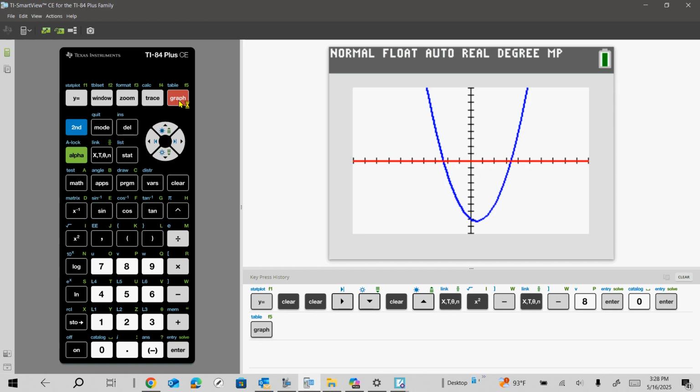So we hit graph. The blue is the parabola, that's y1, the equation that we typed in, and the red is y equals 0, the horizontal line, the x-axis. Our solution is where these two lines intersect, where they cross right here. It's not happening at an exact tick mark, so it's going to be a decimal answer.